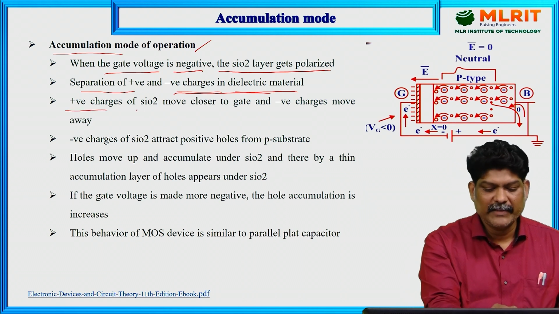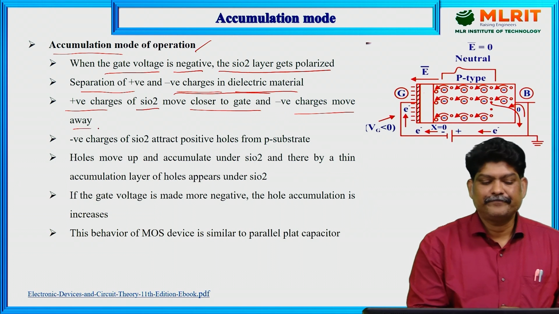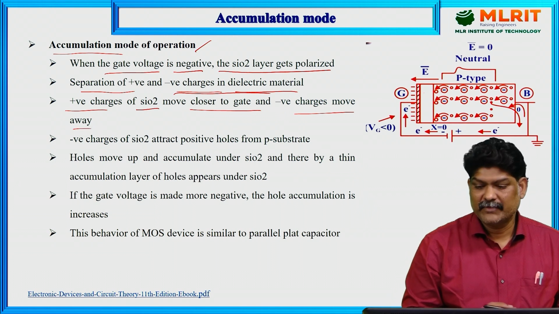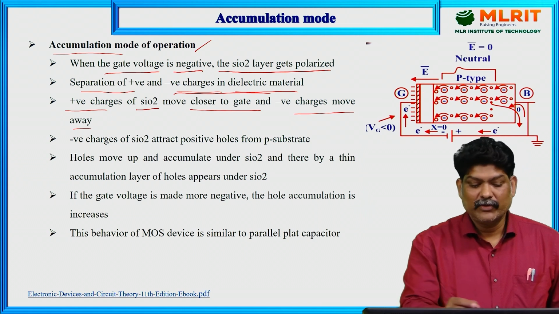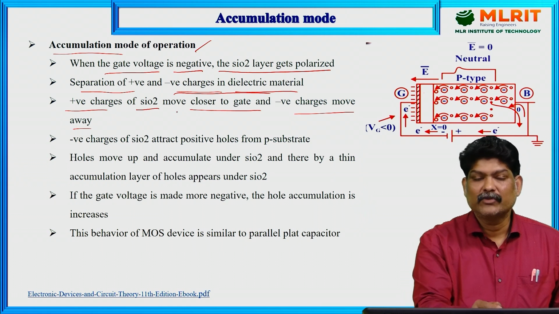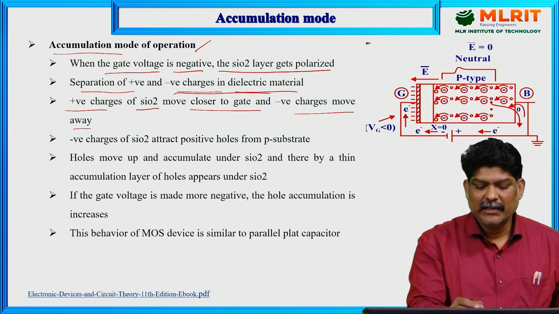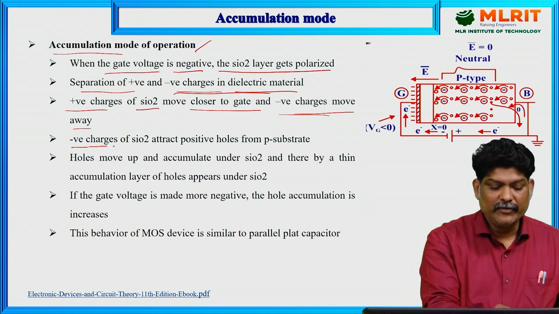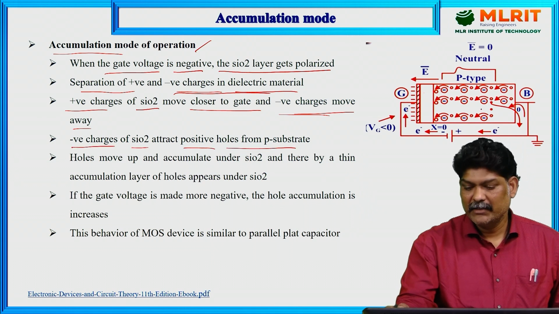Positive charges of SiO2 move closer to the gate and negative charges move away, because we are giving the gate voltage negative. So as we give the gate voltage negative, what happens here? In the SiO2 layer, positive charges move closer to the gate because opposite charges attract, and negative charges move away from the gate. Negative charges of SiO2 attract positive holes from the P substrate. So this is the P substrate.